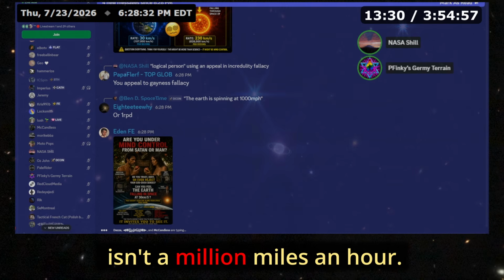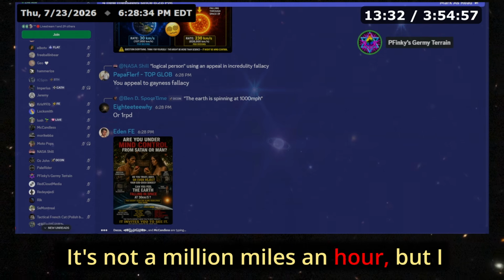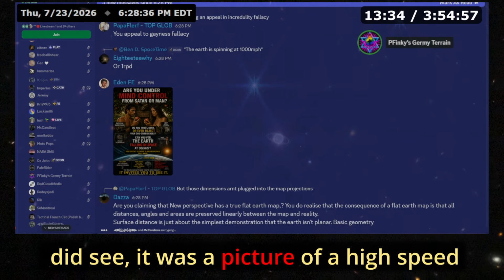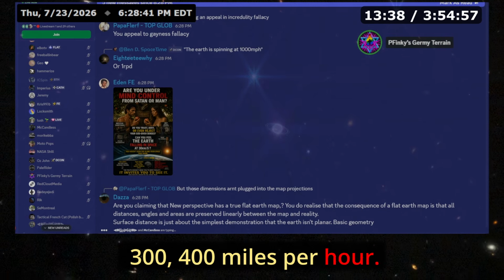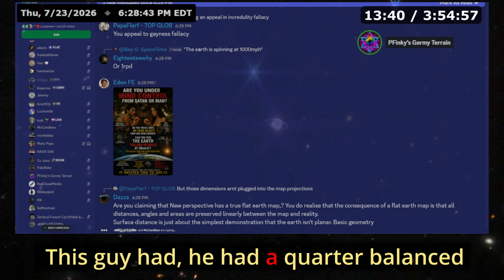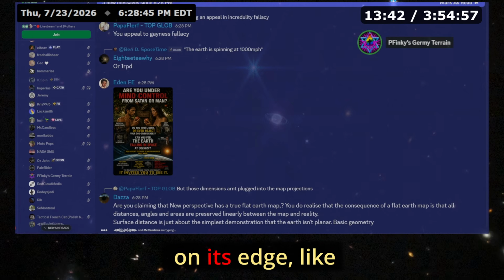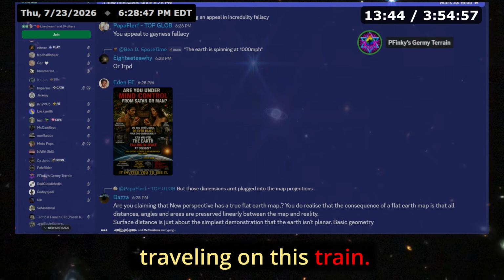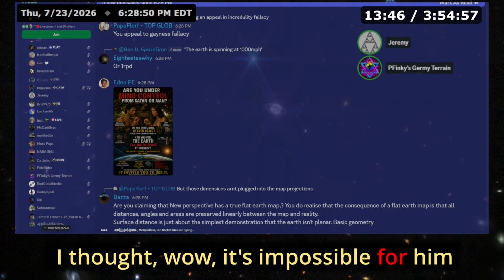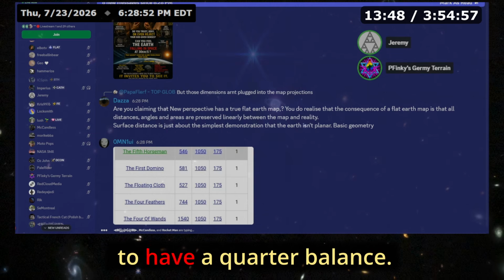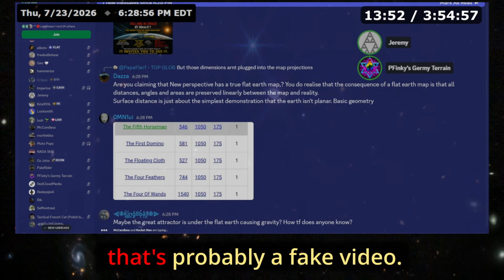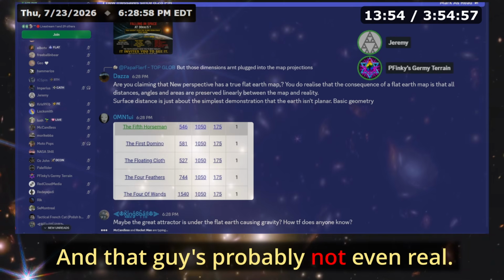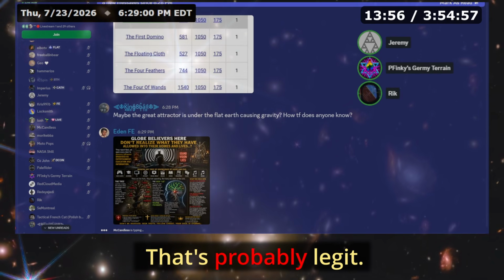This isn't a million miles an hour, but I did see a picture of a high-speed train going like 300, 400 miles per hour. This guy had a quarter balanced on its edge, traveling on this train. I thought, wow, it's impossible for him to be going that fast and to have a quarter balanced. That's absurd. And then I thought that's probably a fake video, and that guy's probably not even real, because that's absurd.